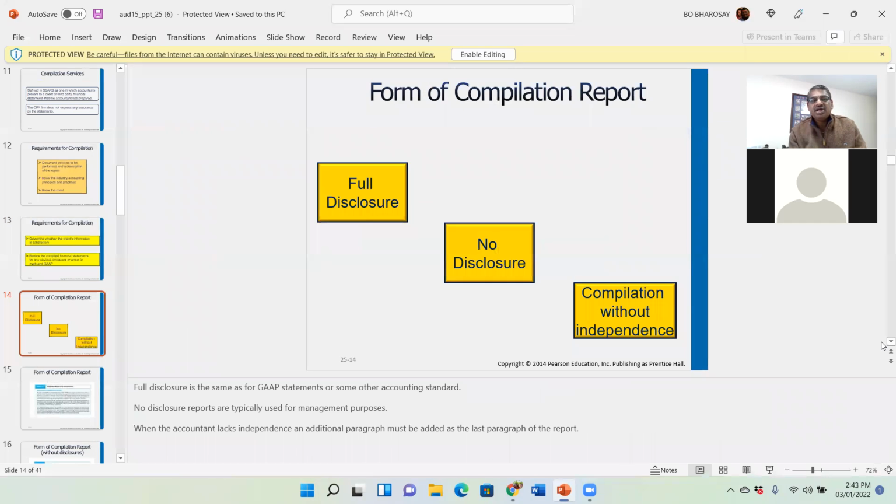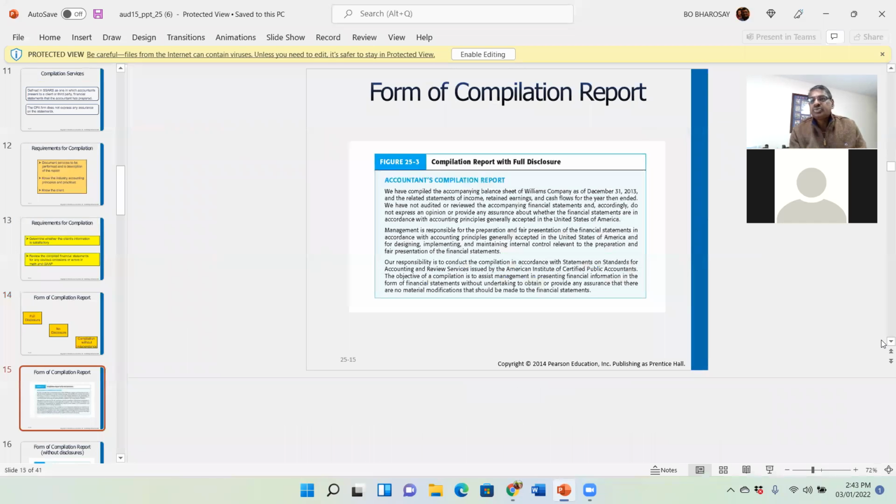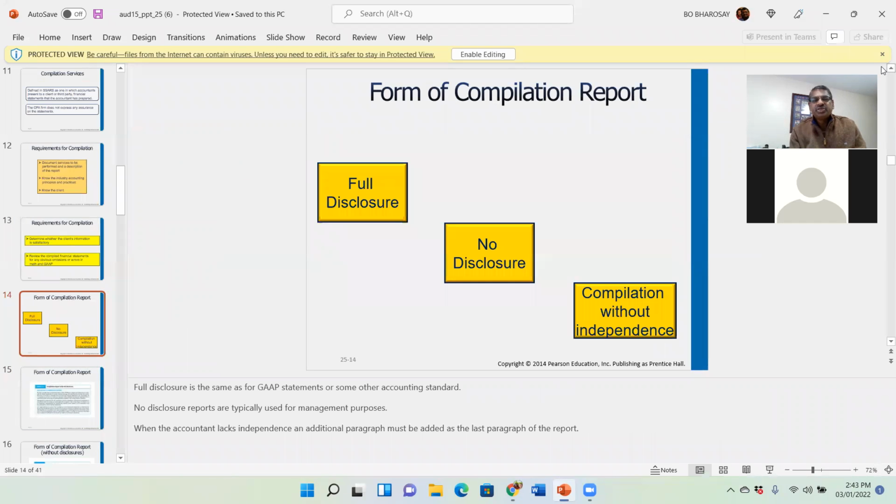So back to our topic at hand. Compilations, we could do with full disclosure, we could do with no disclosure, and we could also perform a compilation even though we are not independent, but we must say so in the report that we are not independent with regards to the financial statement.